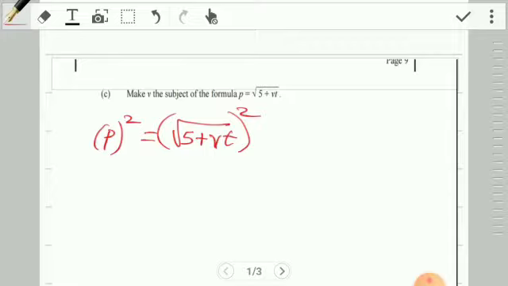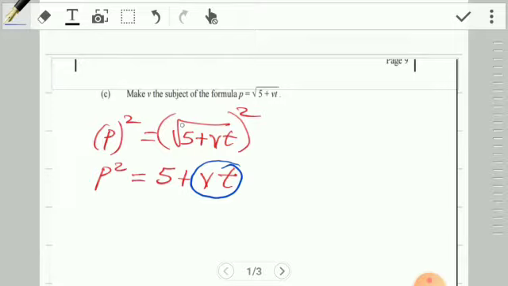Why are we doing that? Because the square and the square root cancel each other out. The inverse of the square root is the square. When we apply it to the right side, we have to apply it to the left side for balancing. So basically we have P squared is equal to 5 plus Vt. They cancel each other out, leaving this. The second move is that we intend to leave the subject and anything attached to it for last. So I'm not going to be troubling this yet.